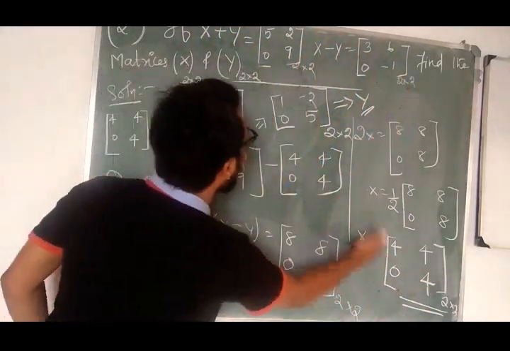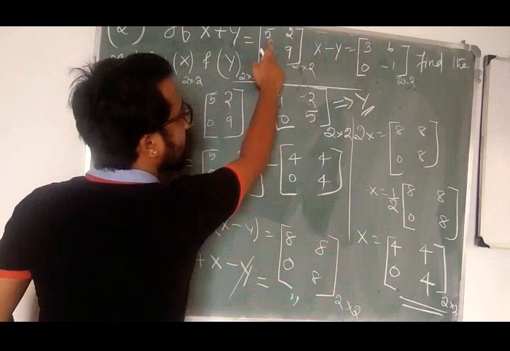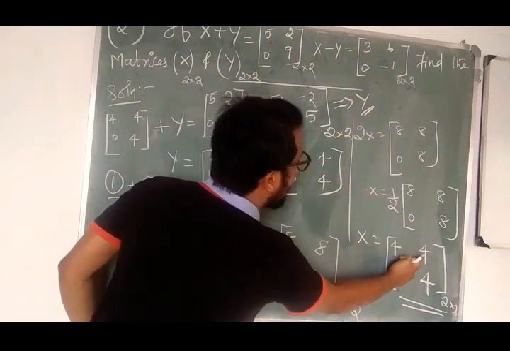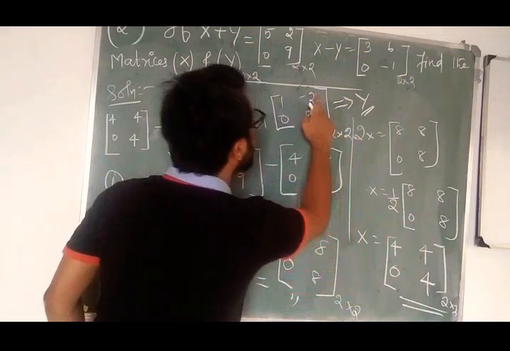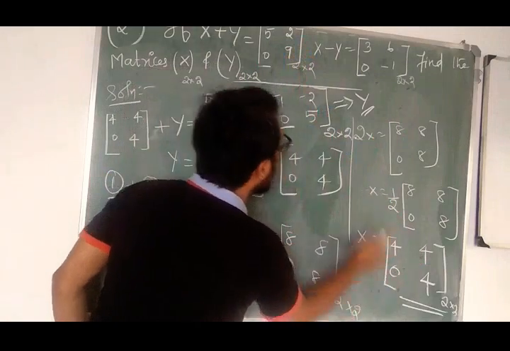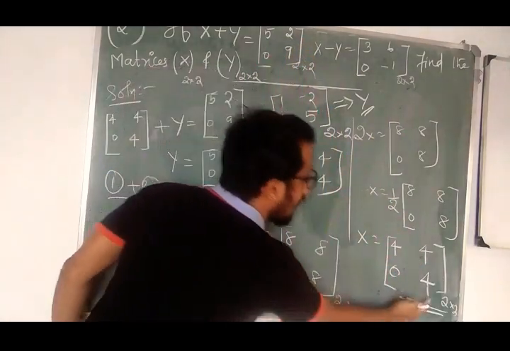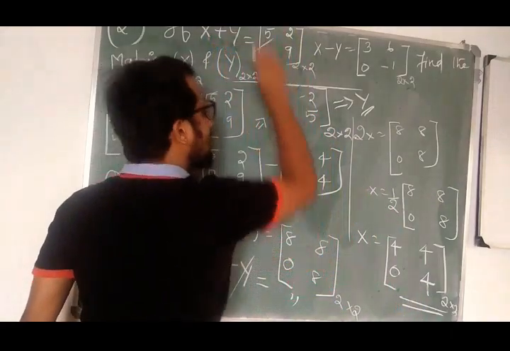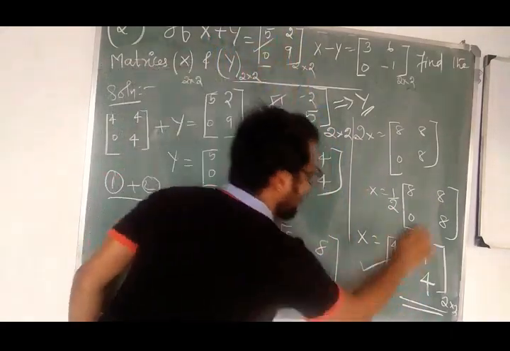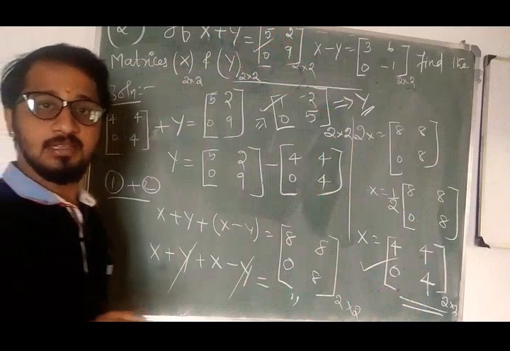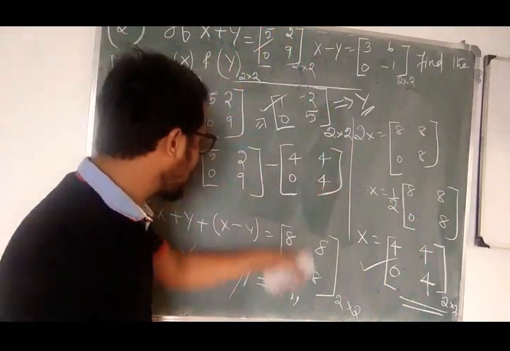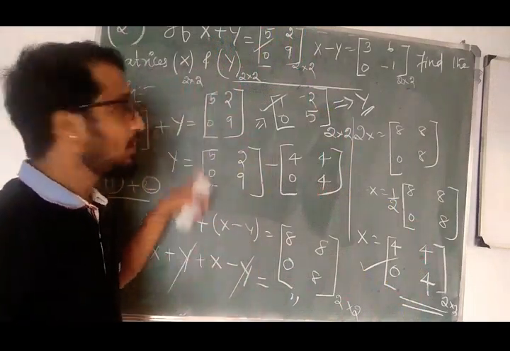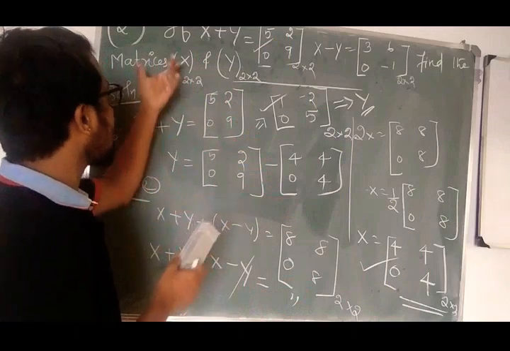Listen here. 4 plus 1 is what? 5, I got. 4 plus minus 2, that means 4 minus 2, is 2, I got. 0 plus 0, 0 I got. 4 plus 5, that is 9. That means the x plus y matrix is correct. Is it clear? Is it clear to everyone? This is the way you have to find the values of the matrices x and y.